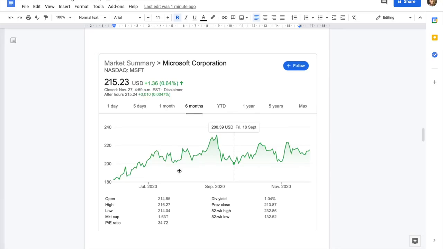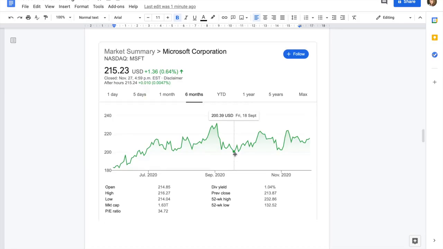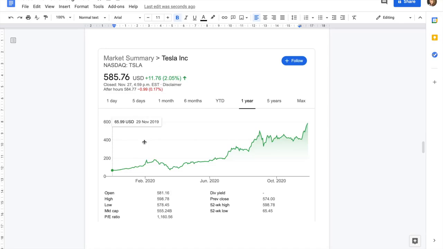$14.84. So basically, I just made money from buying a stock at a lower price and then selling it at a higher price. So basically, the goal with the stock market is to buy a stock at a low price and then sell it at a higher price to make a profit. And I do want to give another example of this.